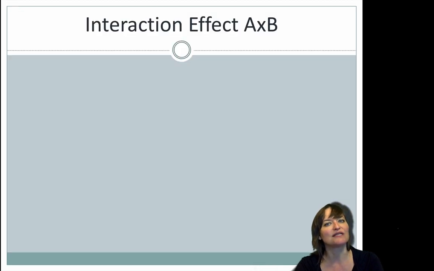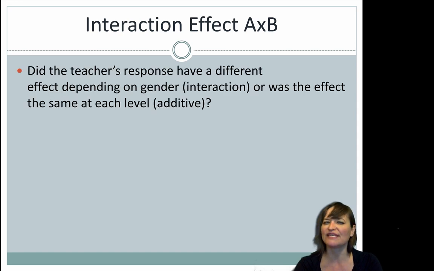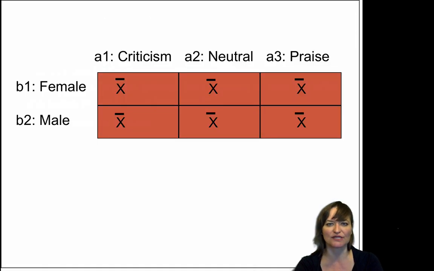So now let's look at the interaction and ask, is there an A by B interaction? Is there an interaction between these two variables? Did the teacher's response have a different effect depending on gender? That would be an interaction. Or was the effect the same at each level? And that would be an additive effect. So we're going to compare all 6 groups. We're going to come back and look at each of those means.